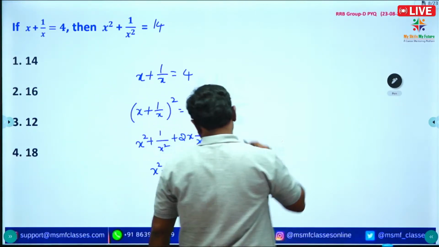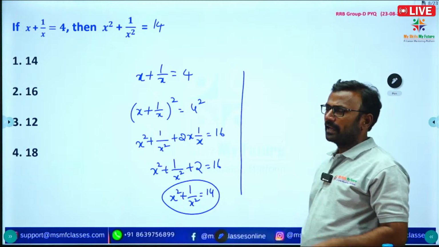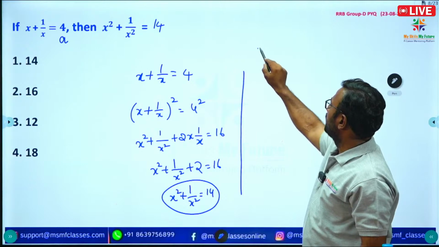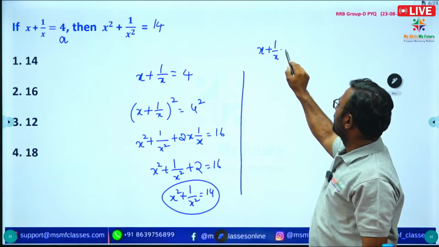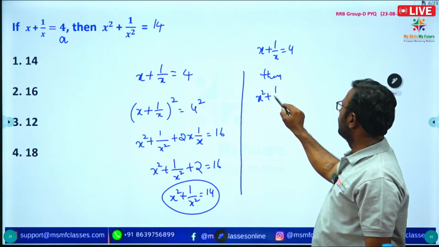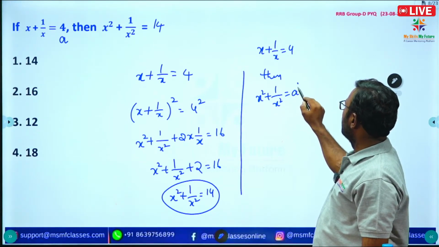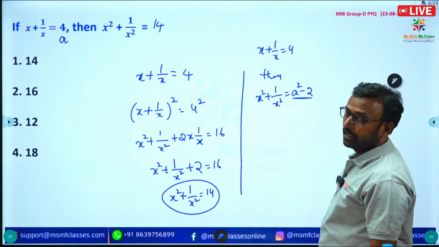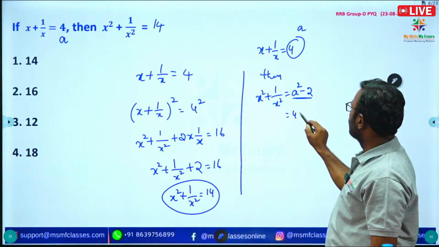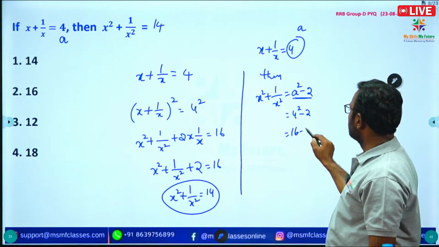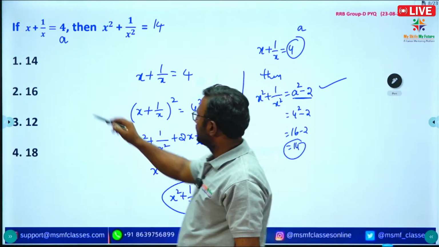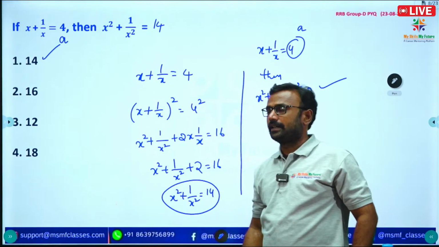Okay, right. Or we can do it directly. Considering x plus 1 by x as a, they have given x plus 1 by x is equal to 4, then x square plus 1 by x square is equal to a square minus 2. So 4 square minus 2, we get 16 minus 2, we get 14 directly. Okay, right. Option 1 is correct. Next question.